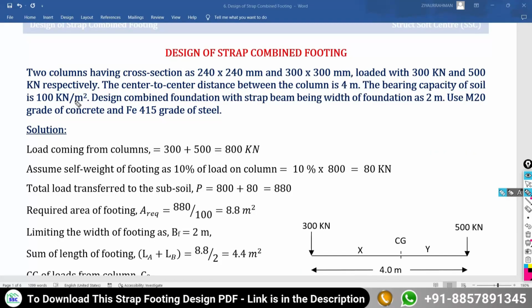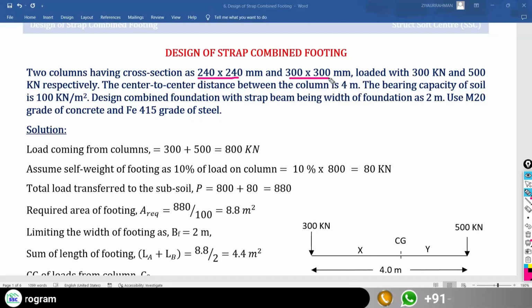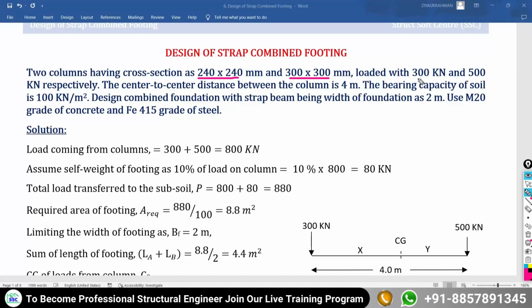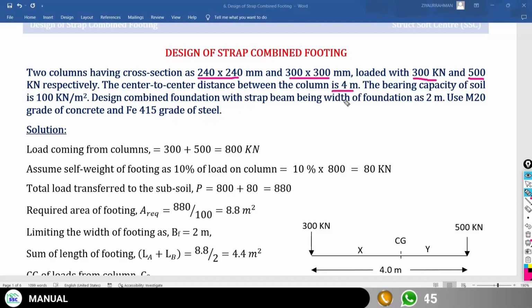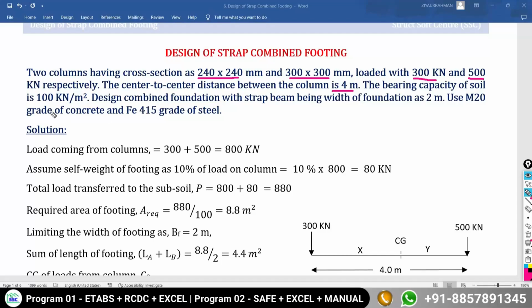First of all, try to understand the problem statement. Two columns having the cross section as 240 by 240 and 300 by 300 in mm. They are subjected to the intensity of the load as 300 kN and 500 kN respectively. The center to center distance between these two columns is 4 meter. The bearing capacity of the soil at the proposed land is 100 kN per meter square.